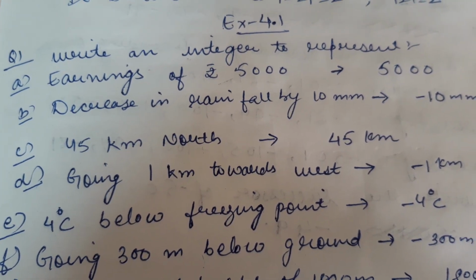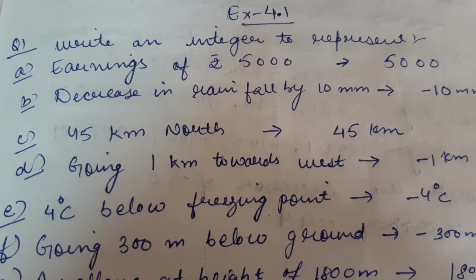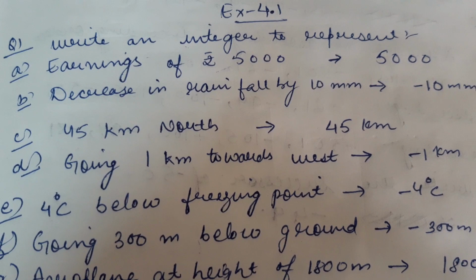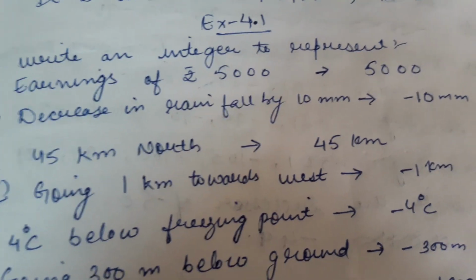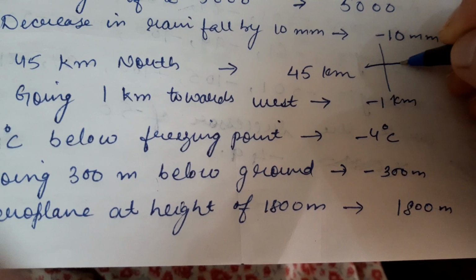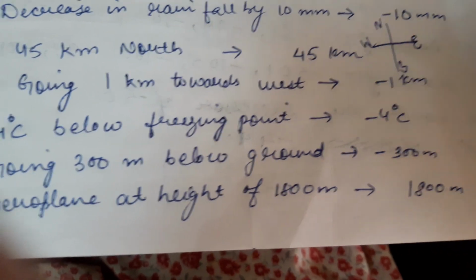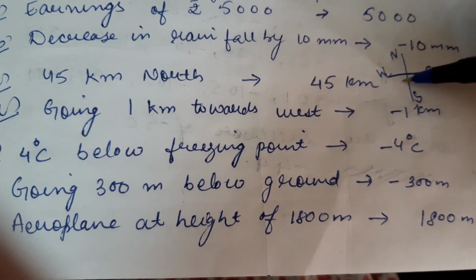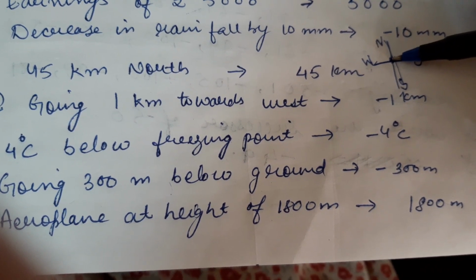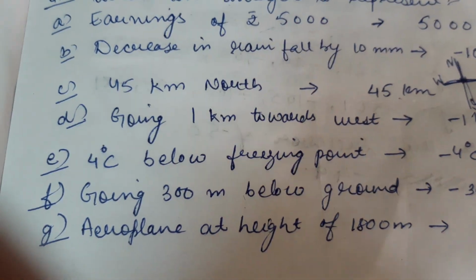Next, B part is decrease in rainfall by 10 mm. Decrease means negative sign. By convention we use positive for increase and negative for decrease. So decrease in rainfall by 10 mm means minus 10 mm. C: 45 kilometer towards north. Now if I talk about the directions, we have directions like this: north, south, west, and this is east. If this is the central point and I take the upward direction as positive, then this is negative. So 45 kilometer towards north means positive 45 kilometer.